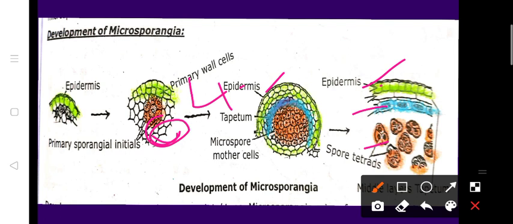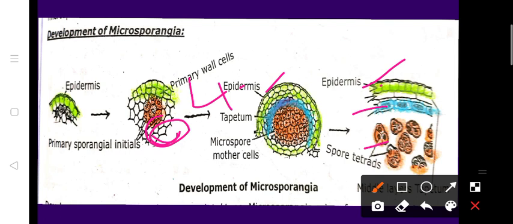Next, move to the archesporial cells. The archesporial initial divides to form sporogenous cells and later spore mother cells. The spore mother cells undergo meiotic division and form pollen grains, known as microspores, which are yellow in color. The microsporangia rupture and the microspores are released. The dense pollen grains released are referred to as yellow clouds or shower of sulphur.